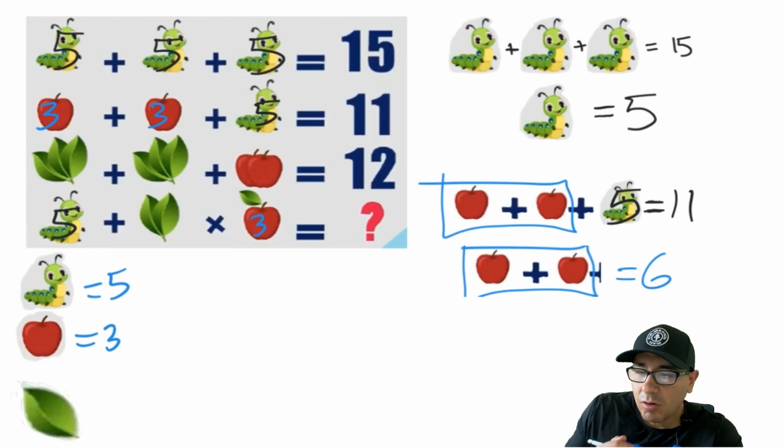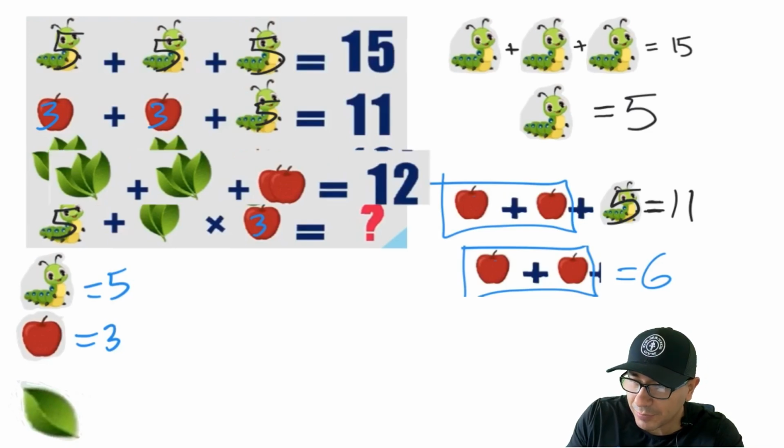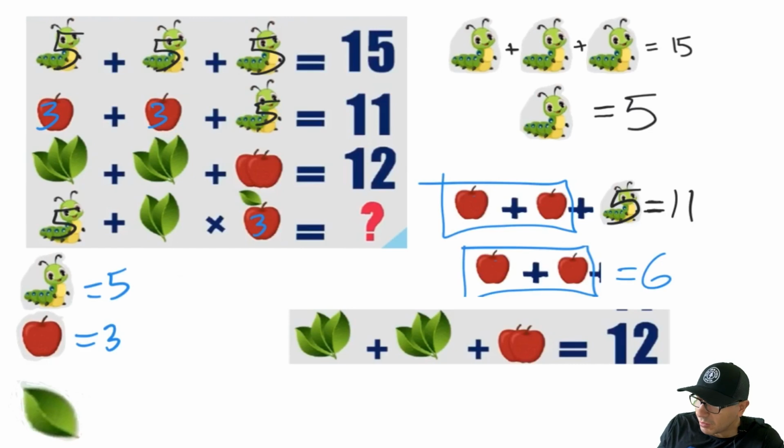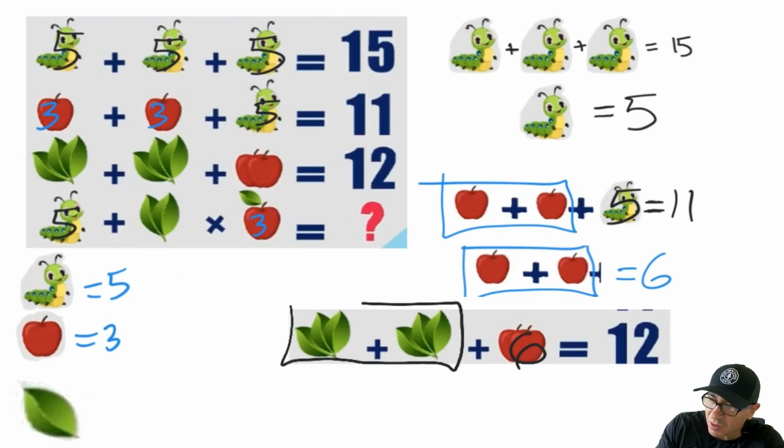And now let's go to equation number 3. It gets a little tricky here, because check it out. If you zoom in here, we don't only have 1 apple, we have 2 apples, right? So we know those 2 apples, when they're together, are worth a total of 6. So that means this group of leaves is worth 6 too, because 6 plus this 6 is 12.